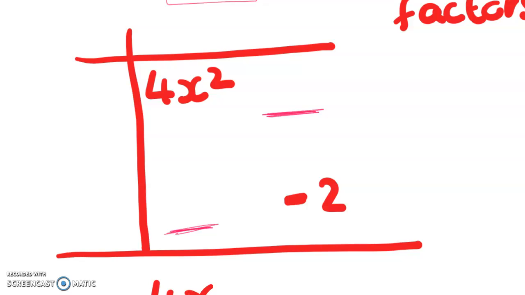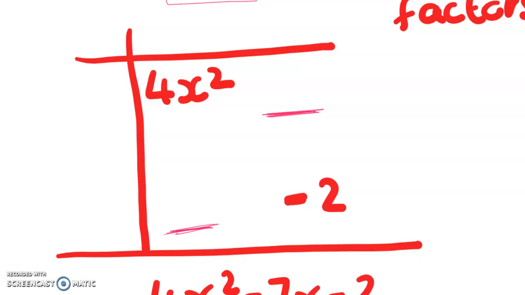In this type of one, this is where we're given the end of the story. This is the end of the story. 4x squared minus 7x minus 2. That is the end. We have to go back to the beginning. So again, we have 4x squared in the top left, minus 2 in the bottom right. And we're trying to find out them two things in the middle. But I do know, all I can go on is they do add to give me minus 7x.